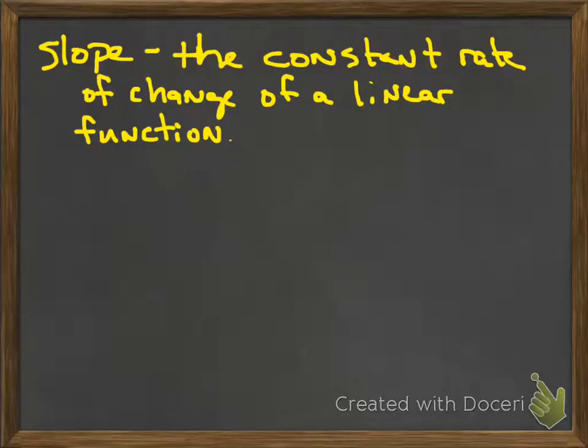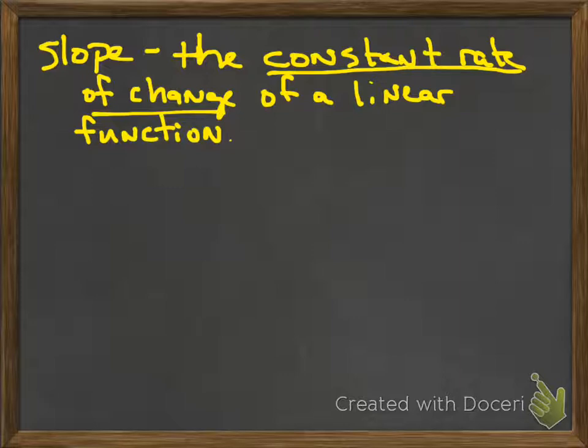Okay, so the definition I would come up with for slope is the constant rate of change of a linear function. That key is on the words constant rate of change. You're going to hear me say rate of change or slope a lot interchangeably. The constant means that if you're going up and over an amount, you're doing it the same each time.